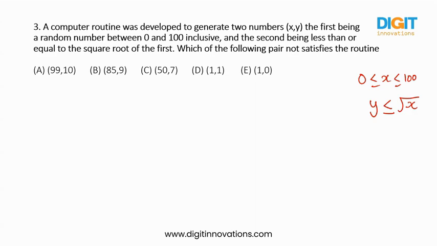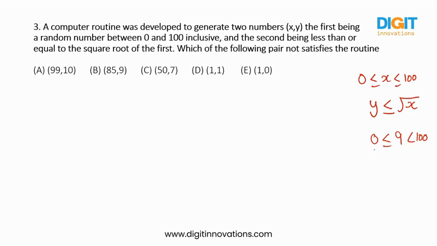So the y value you're going to get should be less than or equal to square root of the first one. For example, x value I'll take as 9, and y value I'll take as 2. Okay, 9 comma 2. It should satisfy the condition.